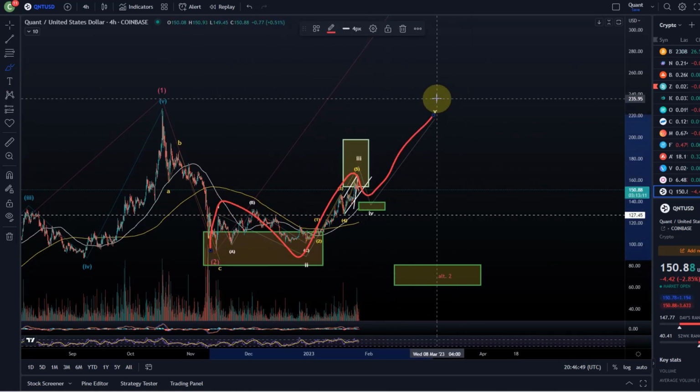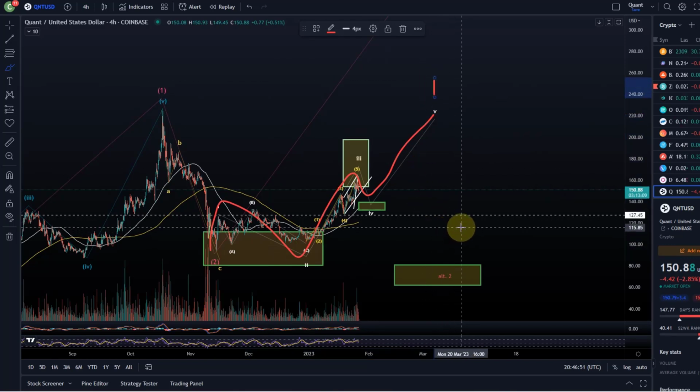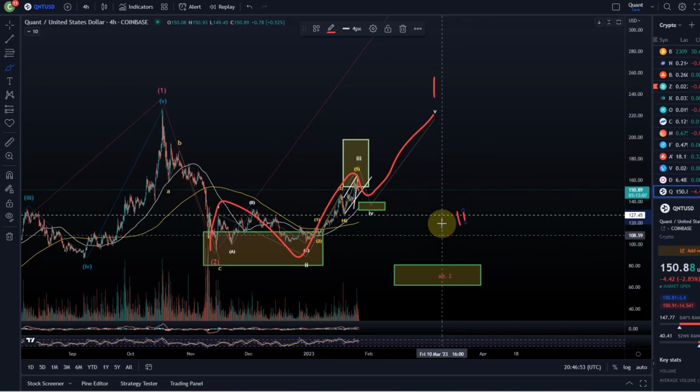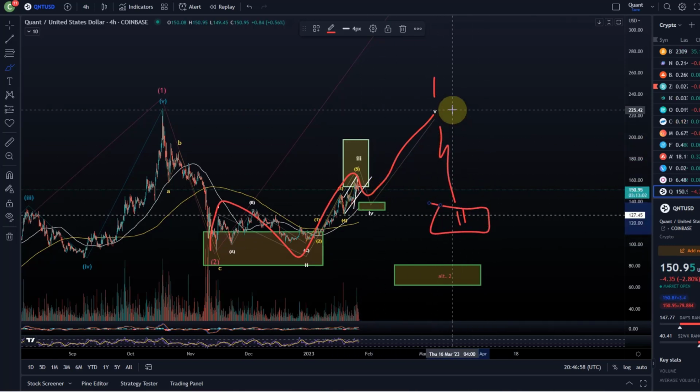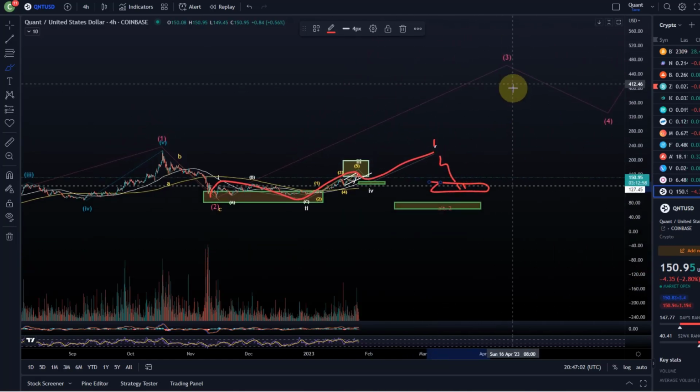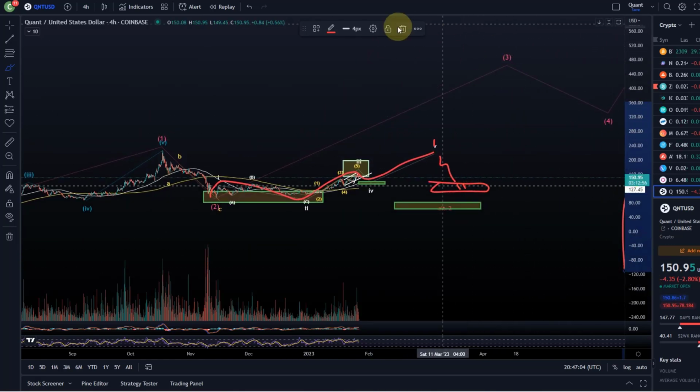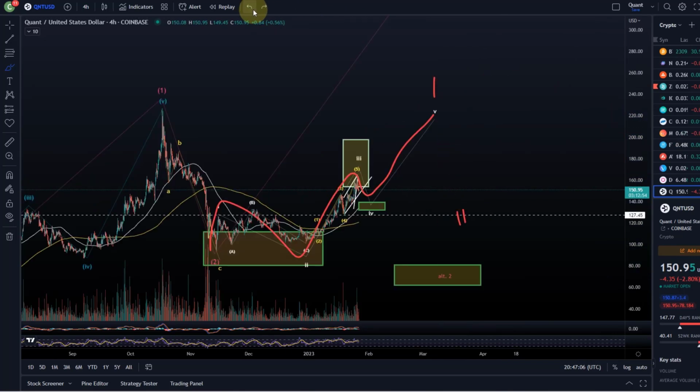So these 5 may form a wave 1, and then we may come down again in a wave 2, ABC, and that would be the next entry point if we now take the route higher. Then we have a wave 1, a wave 2, and after that we should see that wave 3 of the wave 3. That certainly should be quite bullish.